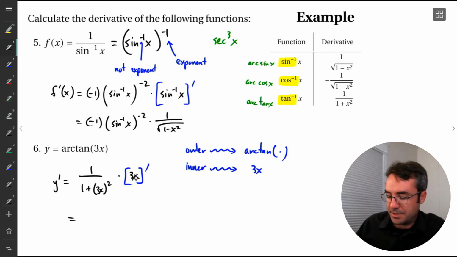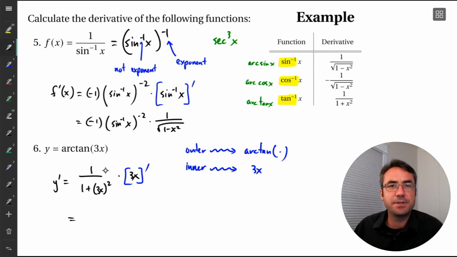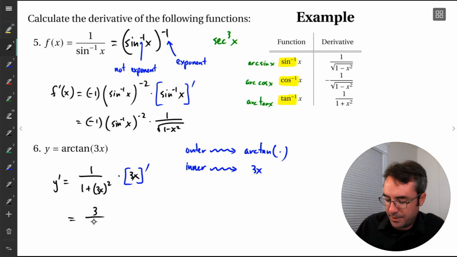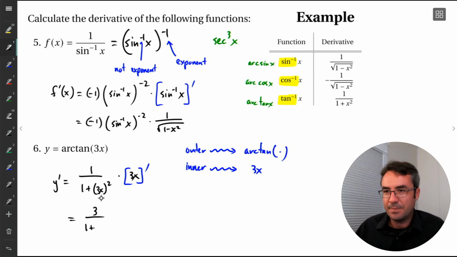It's usually good to take that lone 3 and put it into the numerator here. So we get 3 over 1 plus, and we could simplify by distributing the square, which gives 9x squared, if we wanted to simplify a little bit.